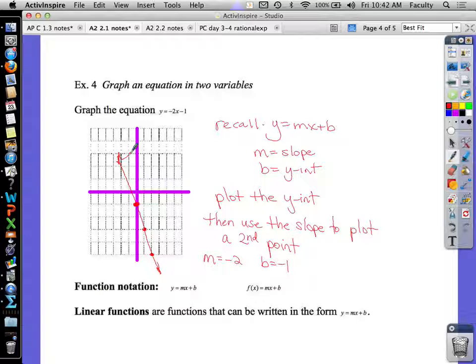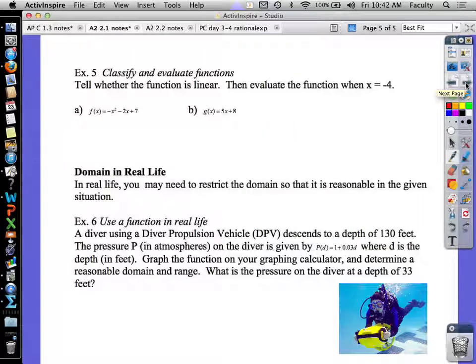All right, so y equals mx plus b is the slope-intercept form of a line. Also, remember back to Algebra 1, y equals mx plus b, we could use function notation and say that's f of x equals mx plus b. So in example 5, it says tell whether the function is linear. So in letter A, Noah, is that one linear? Yeah. Okay, why? How do you know it's linear?